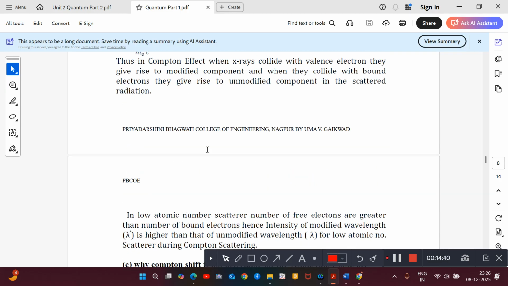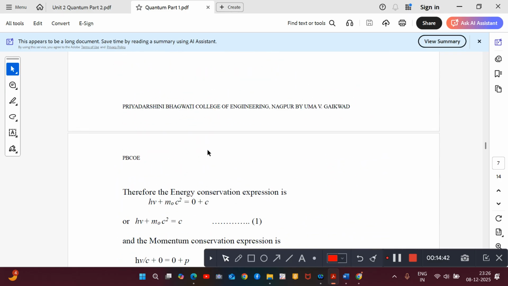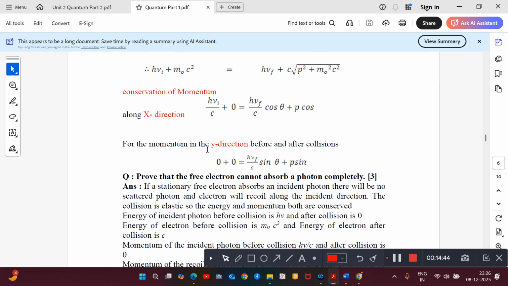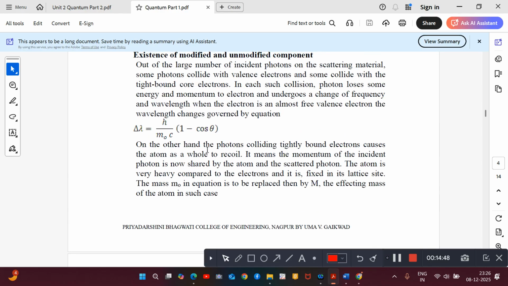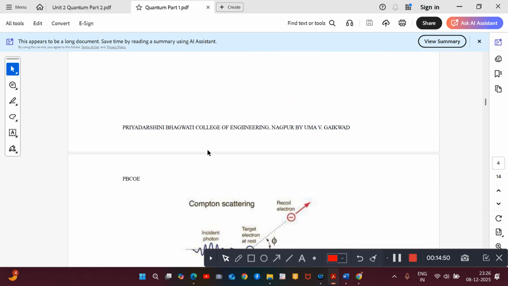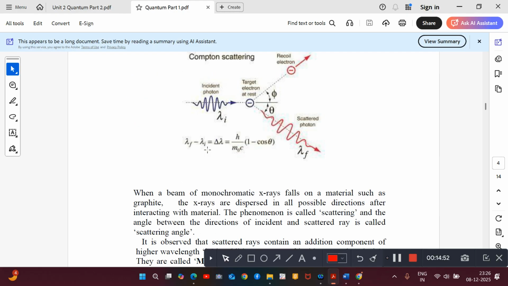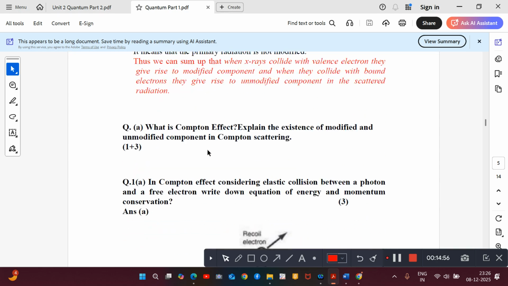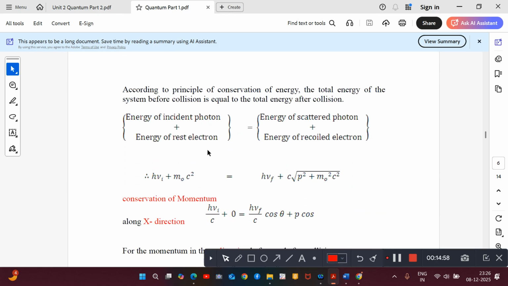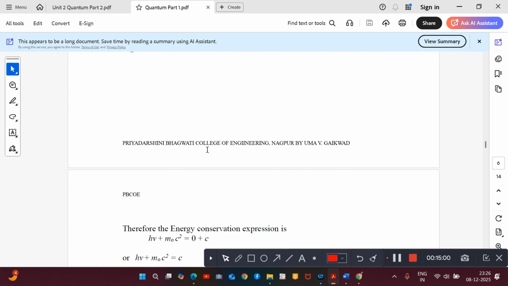So remember, this Compton effect consists of various small topics. You should go through all these three theories and study them carefully. Then we will see what numericals can be asked on this Compton shift equation.